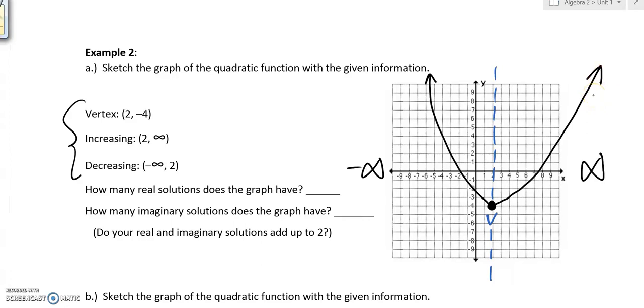Now a couple questions that we have to fill in. It says, how many real solutions does the graph have? Well, real solutions is where it crosses the x-axis. In this case, I have 2 real solutions. I went ahead and put big kind of blue dots there. So it says, how many imaginary solutions does your graph have? Remember, it totals to 2, so I already have 2 real, so I must have 0 imaginary.